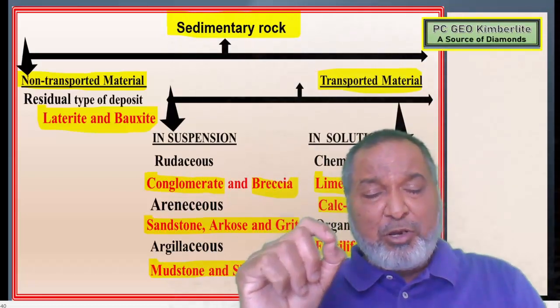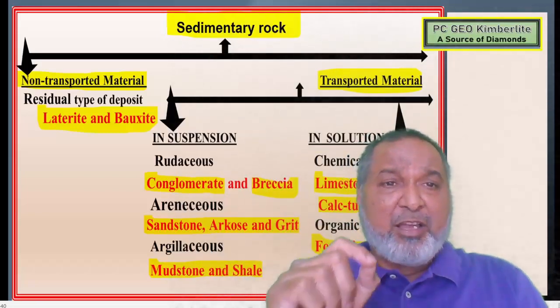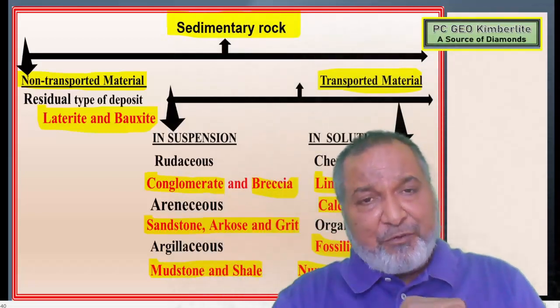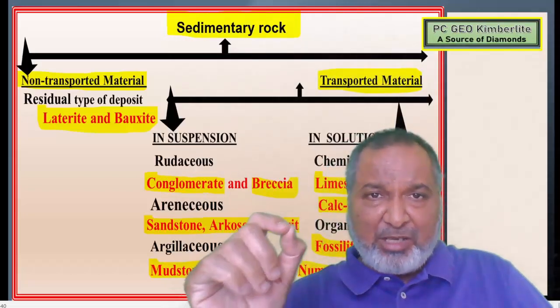So when you write the classification: sedimentary, non-transported, residual type of deposit, and from there we have already studied laterite and bauxite.